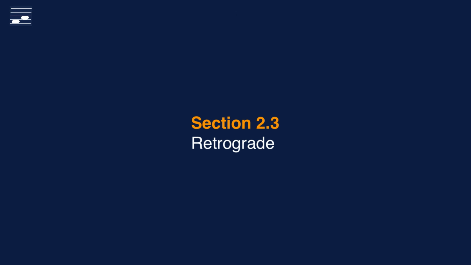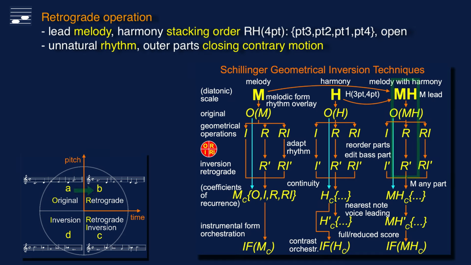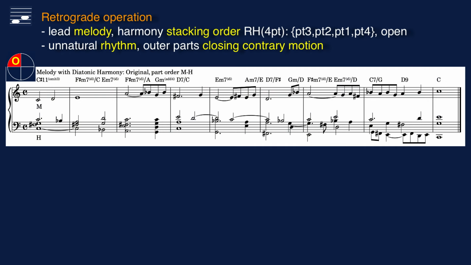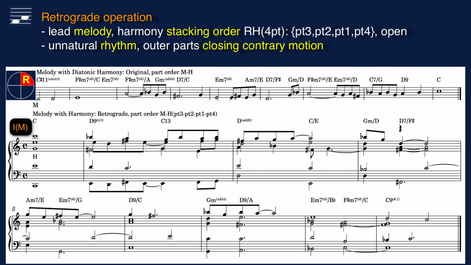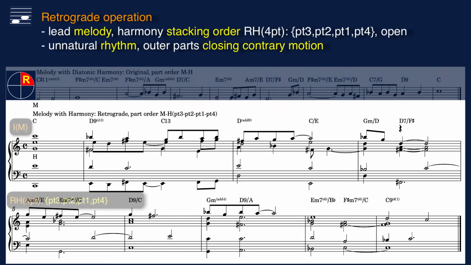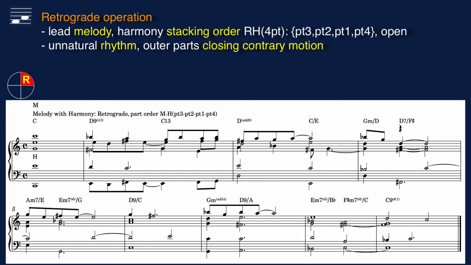The second geometrical variation operation is the retrograde reversal in the time domain. Here we also introduce the next degree of freedom in this Schillinger system technique, that is, changing the stacking order of the melody and harmony parts. We put the melody in the lead, but there's a change in the accompaniment. The top-down voice stacking is melody, part 3, 2, 1, 4. This yields a more open voicing.